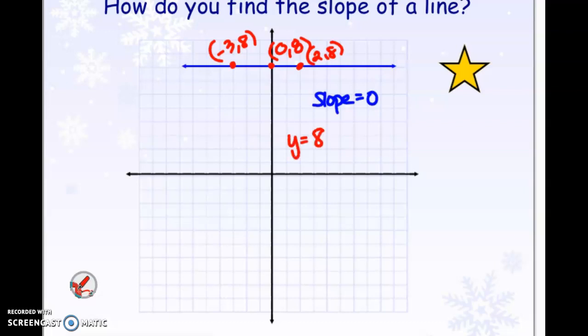If you want to write this in slope-intercept form, that y equals mx plus b, you can see that it would be 0x plus 8, a slope of 0. So that's one way to write the equation and also find the slope of a flat line.